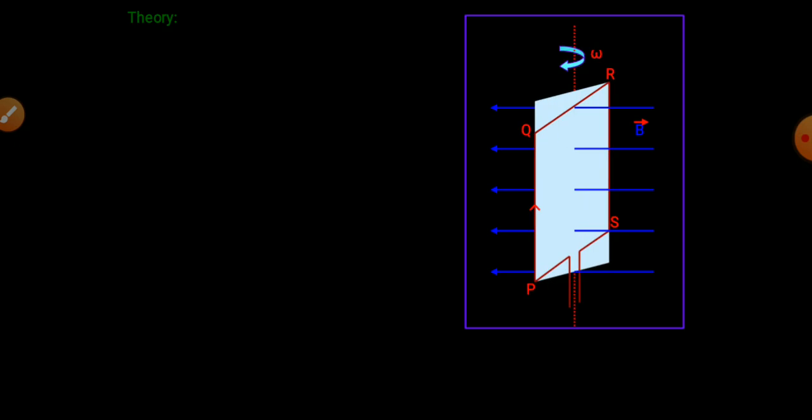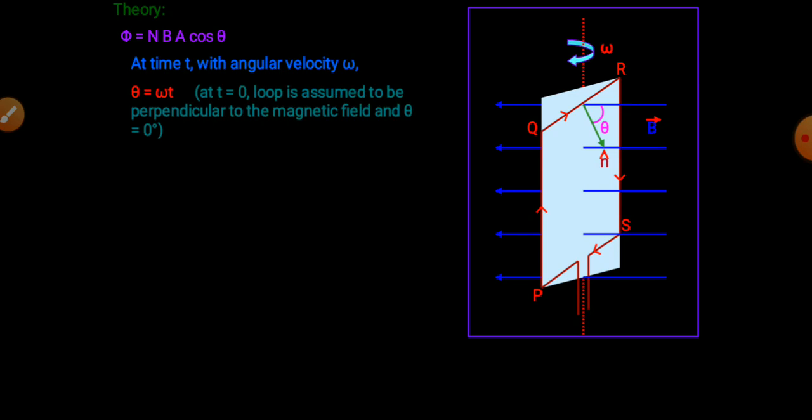Uniform magnetic field, coil PQRS is rotated in the magnetic field in clockwise direction. As the coil is rotated, theta changes, therefore the magnetic flux linked with the coil changes and EMF is induced in the coil. Phi equals NBA. The magnetic flux linked with the coil is phi equals NBA cos theta. At time t with angular velocity omega, theta equals omega t.